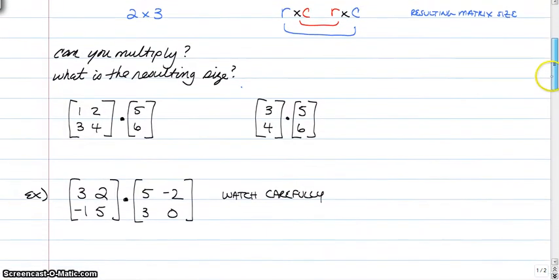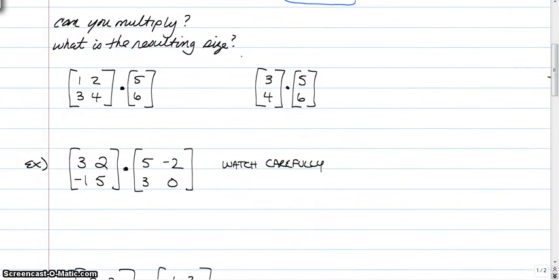Anytime you're about to multiply matrices, you want to ask yourself first, can you multiply them? And if so, what is the resulting matrix size? So here we go. The size of this matrix is a 2 by 2, and the size of this matrix is a 2 by 1. What you do is you look at the inside 2 numbers. Are they the same? Yes, they are. So what is the size of your resulting matrix? It would be 2 by 1.